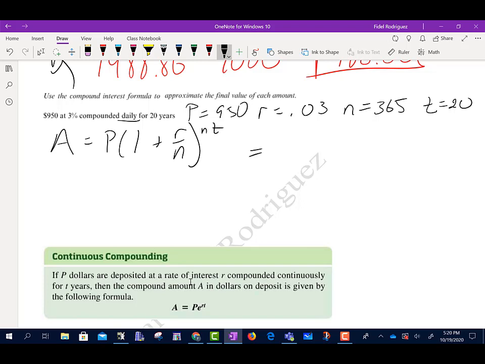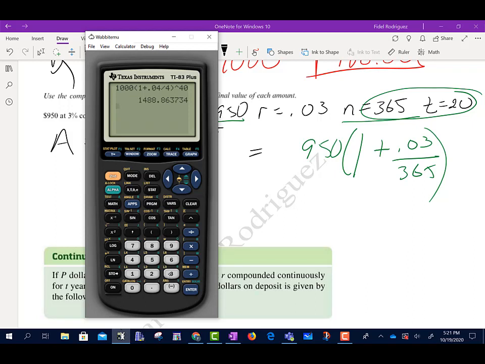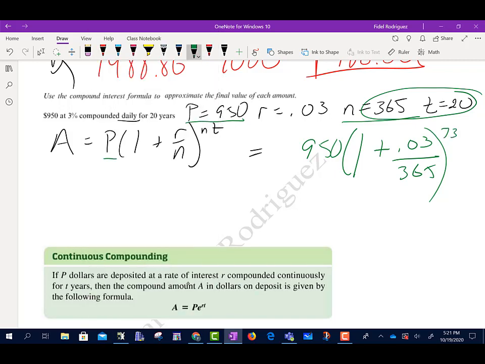Okay. So let's start doing a little plug and chug here. P is 950, so I'm going to write 950 times 1 plus 0.03 divided by, since it's daily, it's 365 to the power, I need to multiply these two numbers together. So let me take my calculator. What's 365 times 20? I don't know, big number, 7,300.